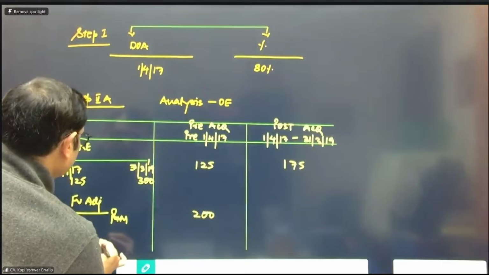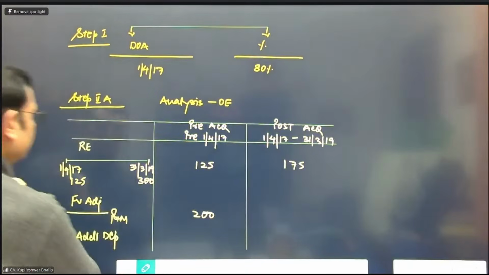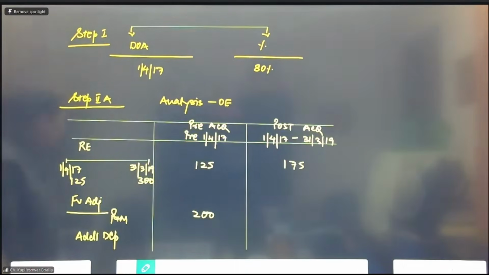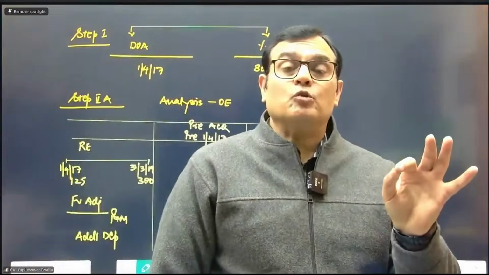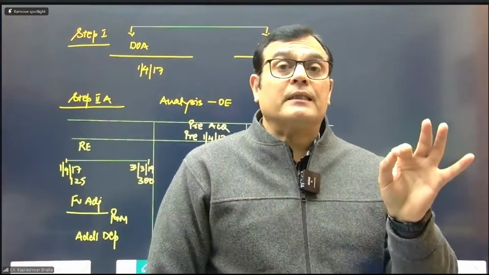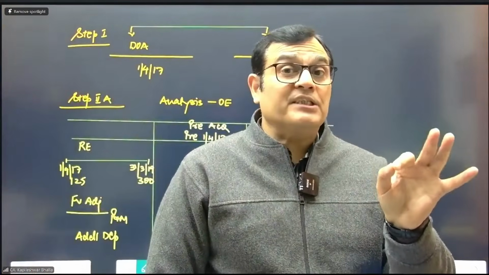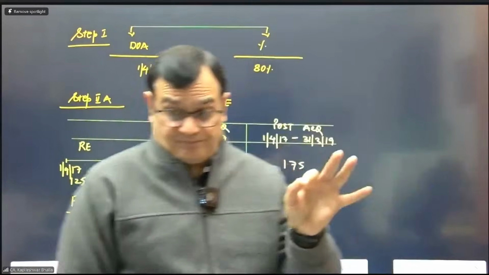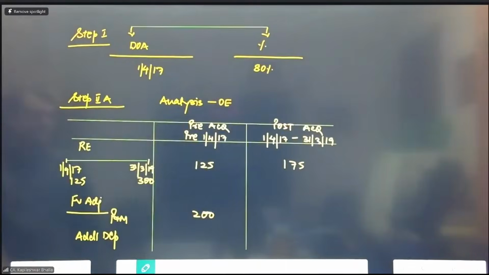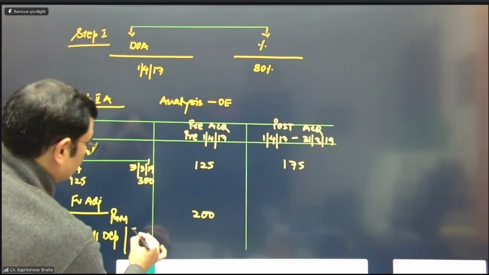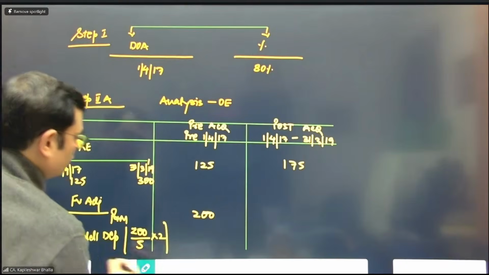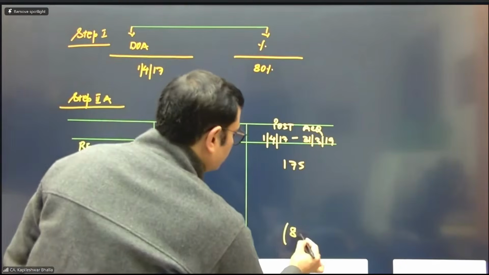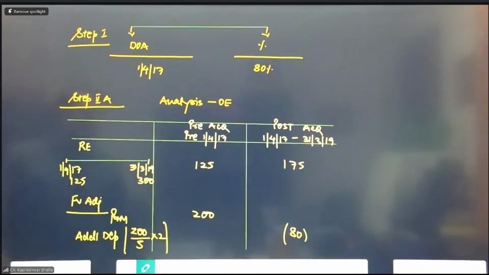We also need to consider the additional depreciation in this case. Now, the remaining life of the asset is supposed to be 5 years. So can I say this 200 will be spread over the remaining life? And how many years depreciation do we need to consider? 2 years. That's right. So divided by 5 into 2, I think the additional depreciation is 80. I think that's it. Nothing else is given on the analysis.